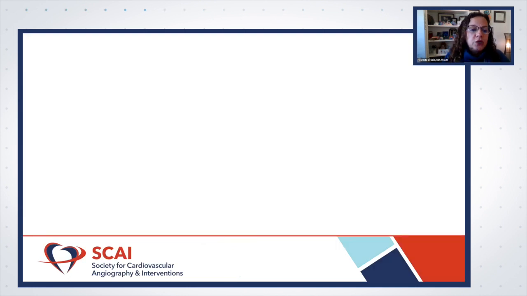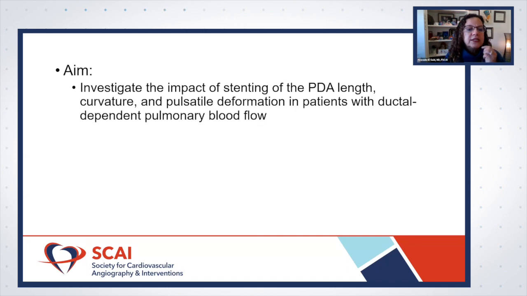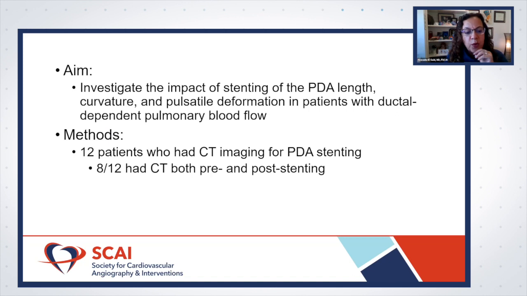I have no disclosures. The aim of the study was to investigate the impact of the stenting on the PDA, the length, the curvature, pulsatility, deformation in patients with ductal-dependent pulmonary blood flow. The methods: it was a small group of patients. There were 12 patients who had CT imaging for PDA stenting prior to the stenting. 8 of those had a CT both before and after stenting.